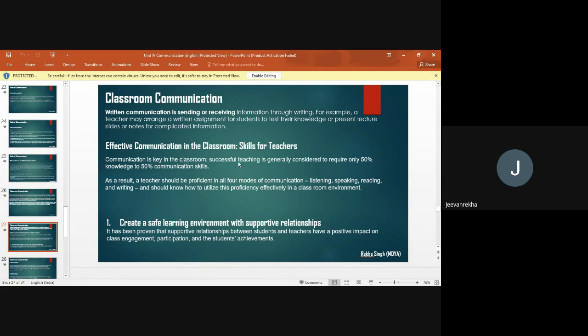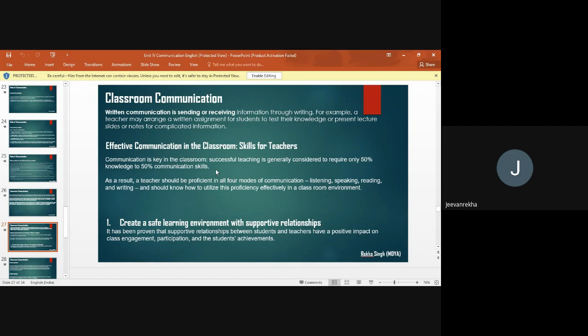Effective communication skills for teachers in the classroom. Now we'll talk about communication skills for teachers in the classroom. Communication is key in the classroom. This will come in the examination. Successful teaching is generally considered to require only 50% knowledge and 50% communication skill. A good teacher has 50% good command of skills and 50% knowledge of the subject or their particular subject.